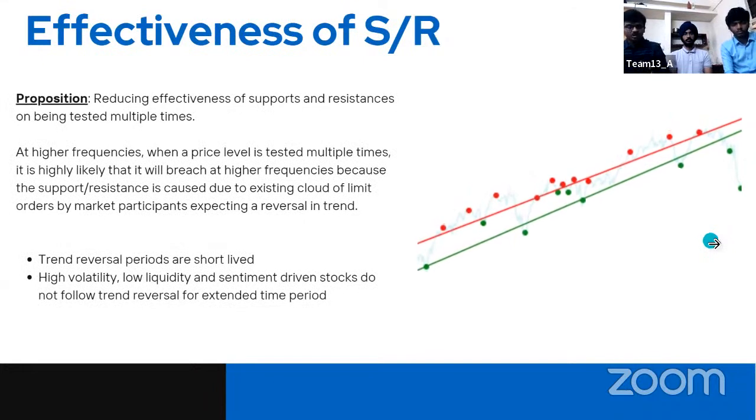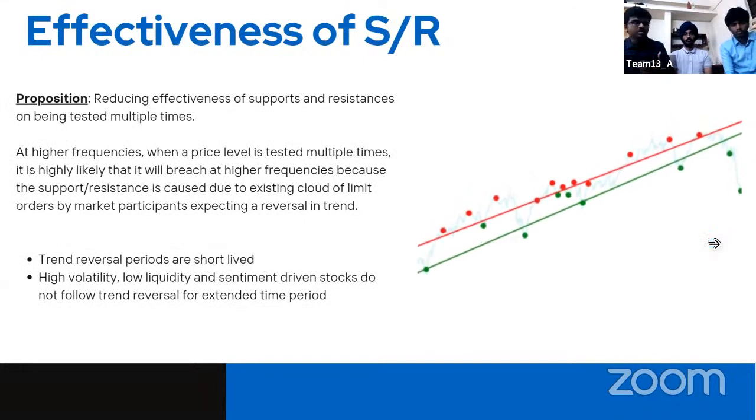So we propose that the more times the support and resistances are tested, the likelier it is to fail. The reason for it is that at high frequencies, most of the orders which are placed around support and resistance lines are limit orders, placed by market participants expecting a reversal in trend. This is because once we extrapolate the support and resistance lines, we know where the price is going to intersect, so we can use limit orders more effectively, and that is why most of the orders near the support and resistances tend to be limit orders.